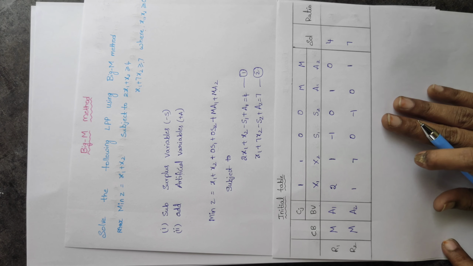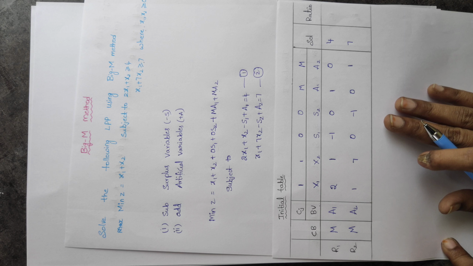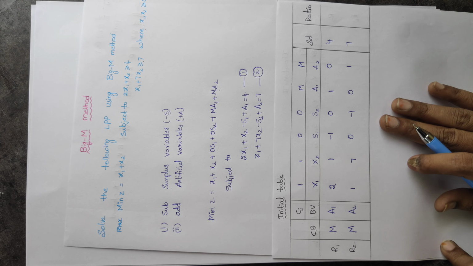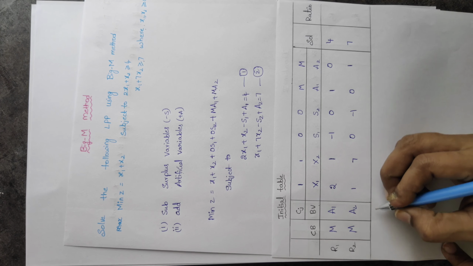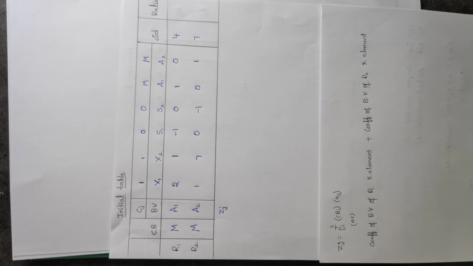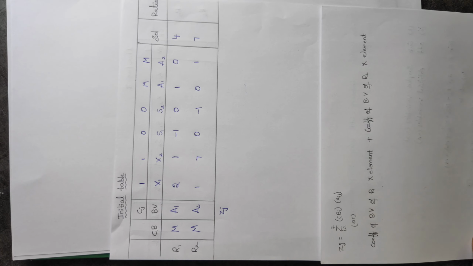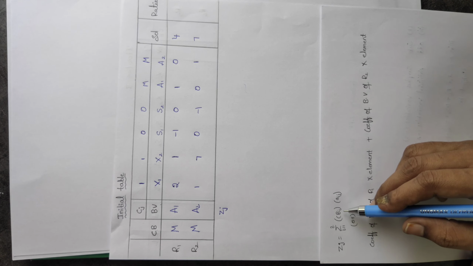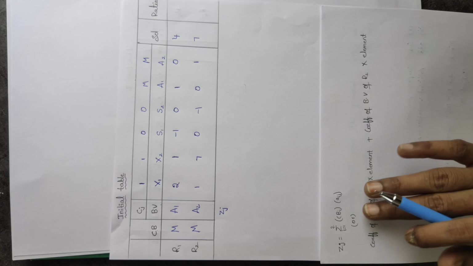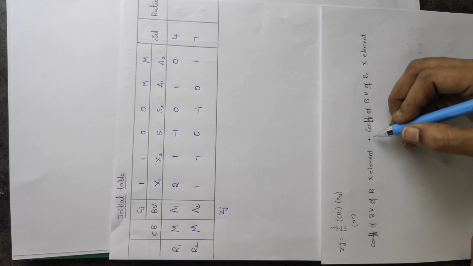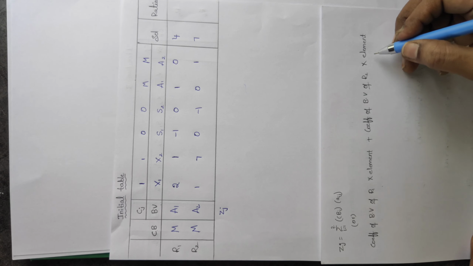This is the initial table. We have framed the initial table, and next we need to find the key element. For that, first we need to find the Zj value. There is a formula: Zj is equal to the summation, i equals 1 to 2, of CBi into aij, or simply the coefficient of basic variable of r1 into element plus coefficient of basic variable of r2 into element.